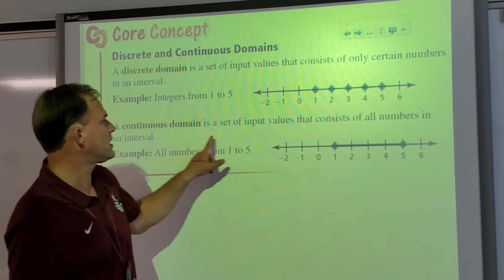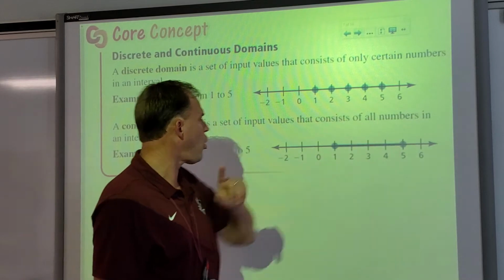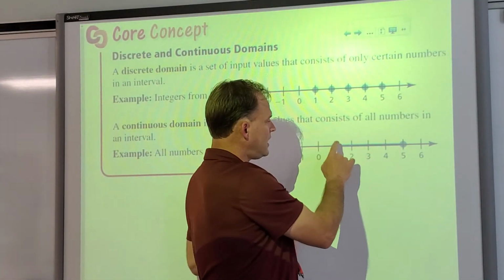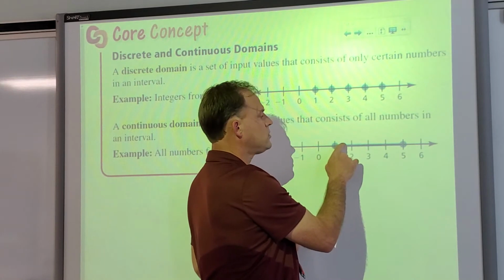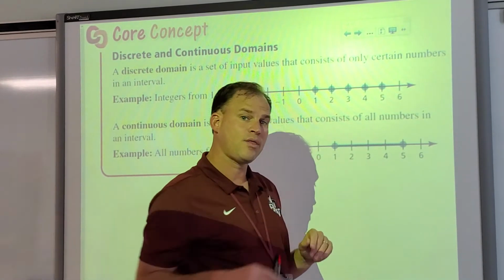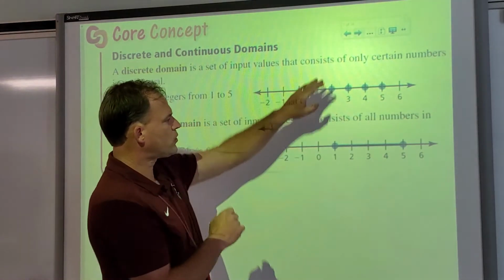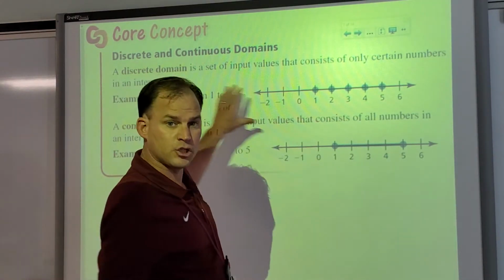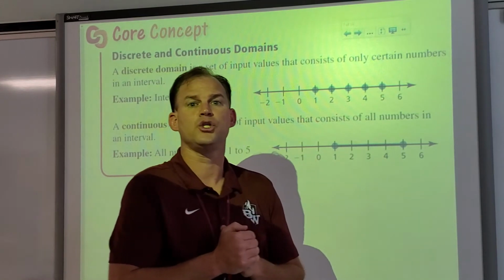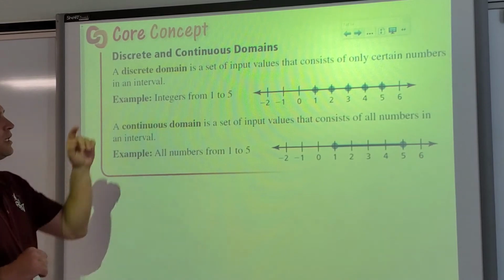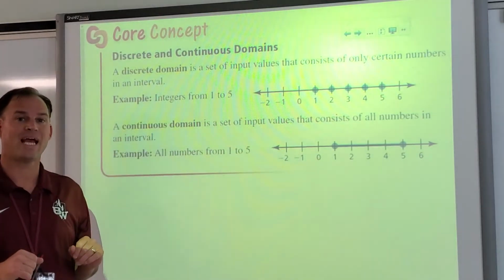Continuous domain, set of input values, consists of all the numbers in an interval. So this is 1, 1.1, 1.2, 1.3, and so on. It's everything in between, okay? Discrete, continuous. Make sure you write these definitions down in your notes. Pause the video if you need to. I'll get my big head out of the way. Draw the diagrams as well.